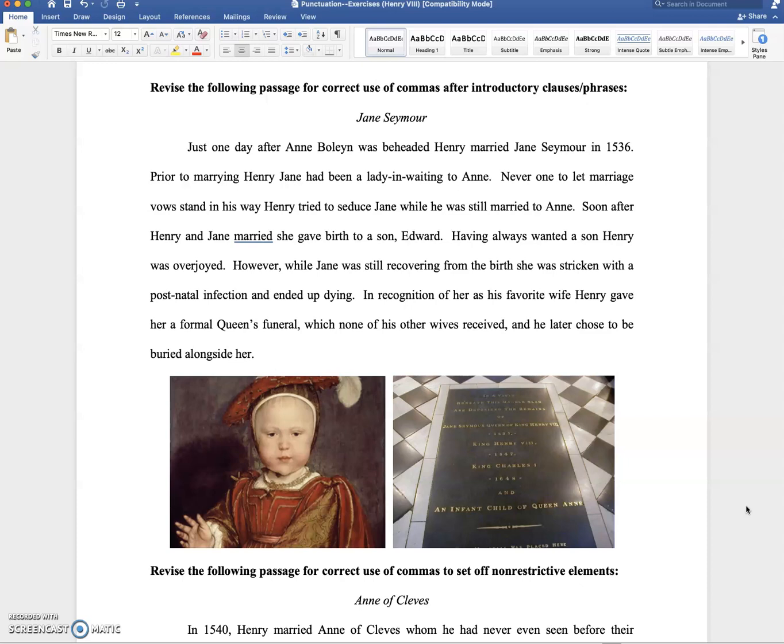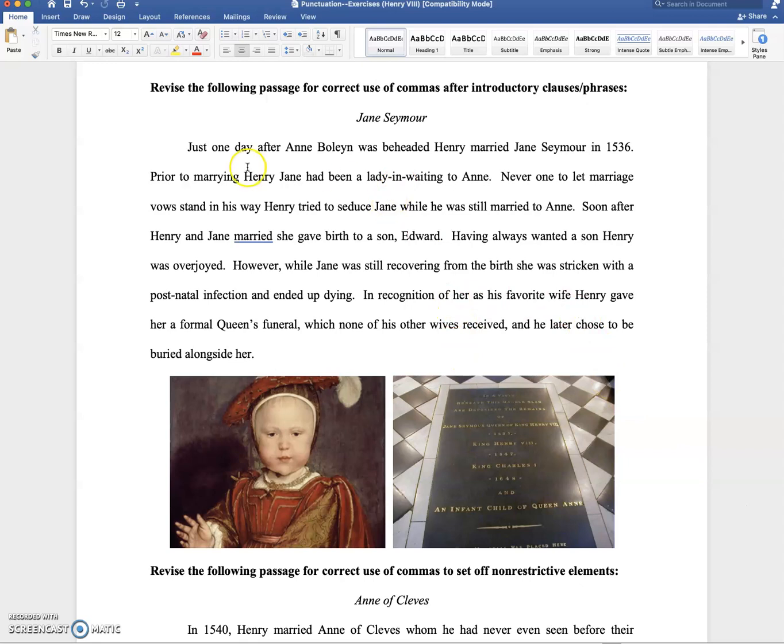So read this passage about the third wife, Jane Seymour, and see if you can find where we need to put in commas after introductory elements. Pause the video and do that, and then we'll come back and go through it.